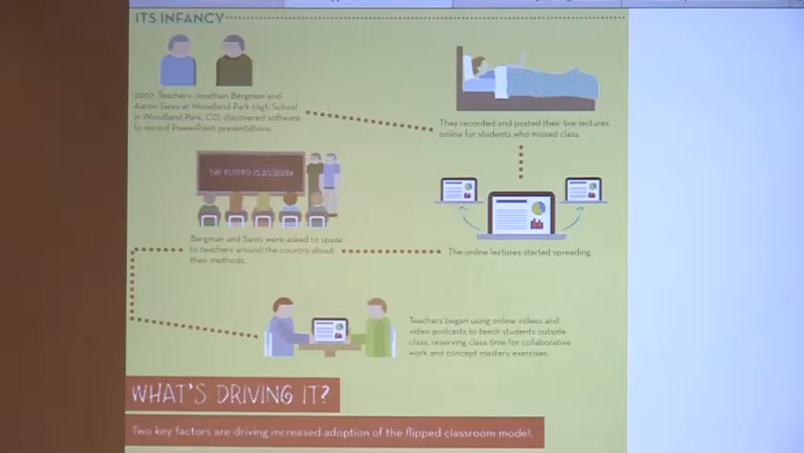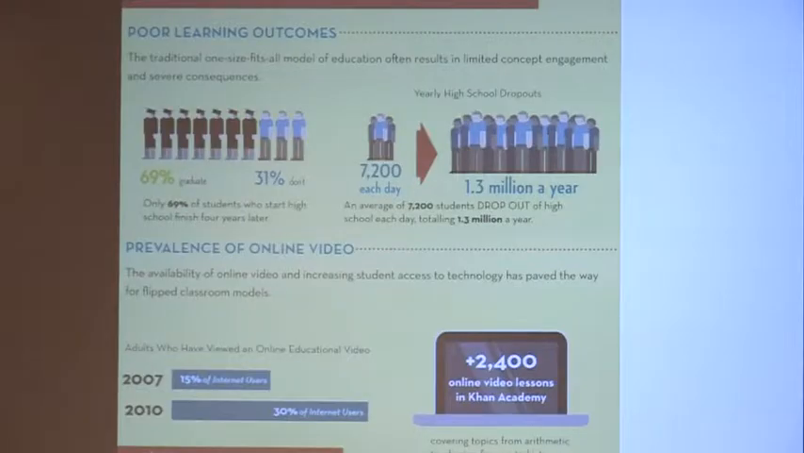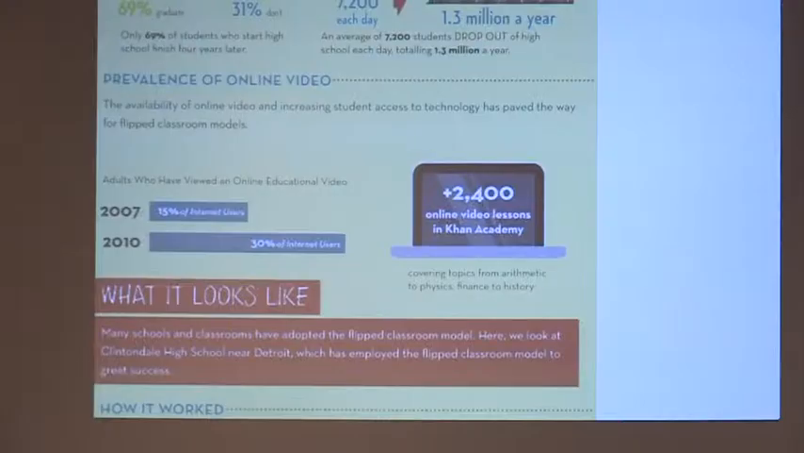So this is just kind of how it came to be. These two gentlemen from Colorado, Jonathan Bergmann and Aaron Sams at Woodland Park High School, started this idea. They made their PowerPoints, and they narrated them. This isn't anything new. They just took it out and they started talking about it. Why is this becoming so popular? Well, 69% of students is all we have nationally graduating. That means 31% of our students don't graduate. Yearly dropouts, 1.3 million students.